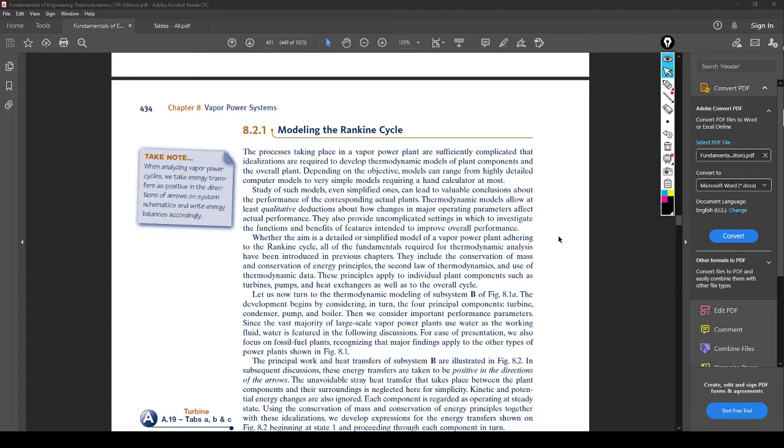And it says, whether the aim is a detailed or simplified model of a vapor power plant adhering to the Rankine cycle, all of the fundamentals required for thermodynamic analysis have been introduced in previous chapters. They include the conservation of mass and energy principles, the second law of thermodynamics, and the use of thermodynamic data. These principles apply to individual plant components such as turbines, pumps, heat exchangers, as well as to the overall cycle. And then it says, let us now turn to the thermodynamic modeling of subsystem B, figure 8.1a. The development begins by considering in turn the four principal components. So you have turbine, condenser, pump, and boiler.